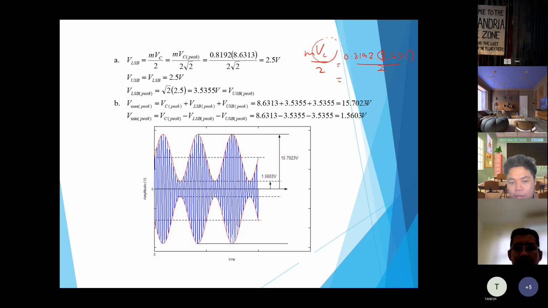So 7.07. Kejap. MVC. So 3.5 lah. So 3.535.